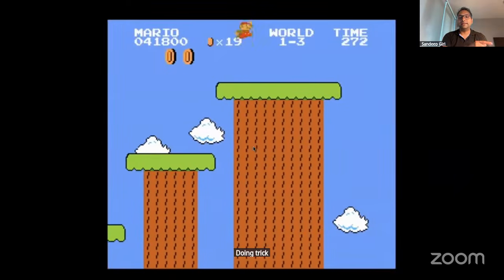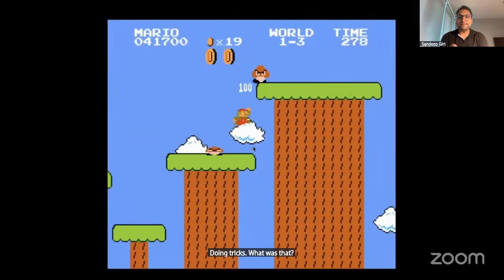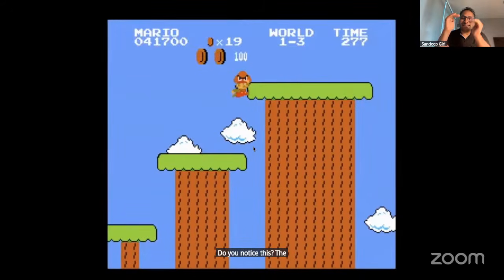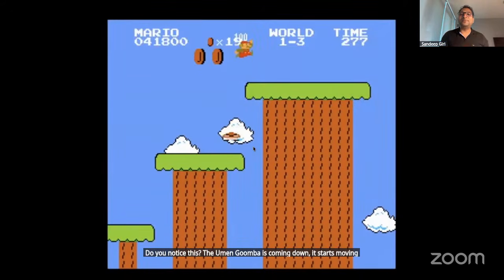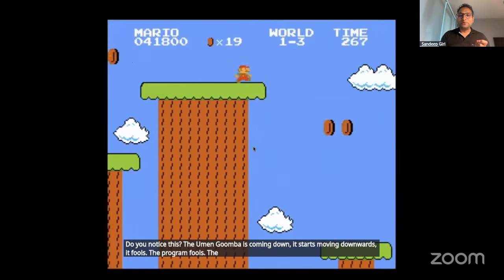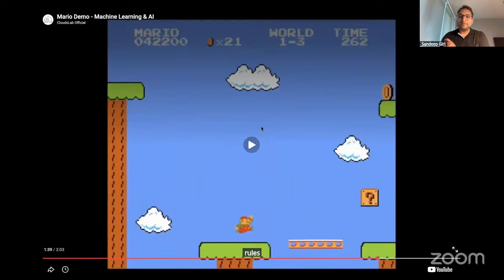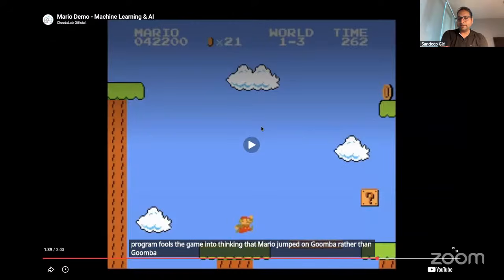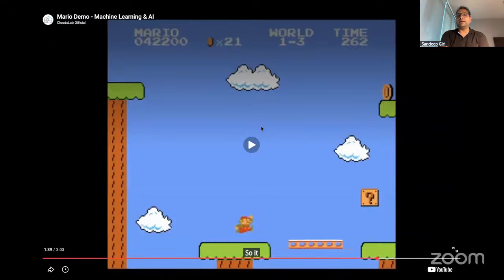What was that? Do you notice this? The moment Goomba is coming down, starts moving downwards, the program fools the game into thinking that Mario jumped on Goomba rather than Goomba jumping on Mario. So it figured out the bug. The computer program figured out the bug in the game.